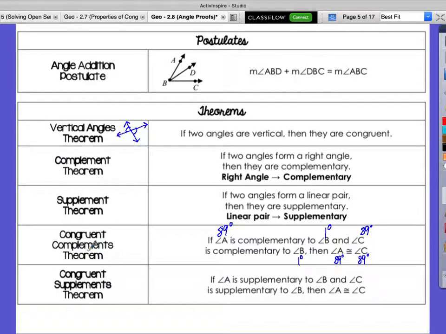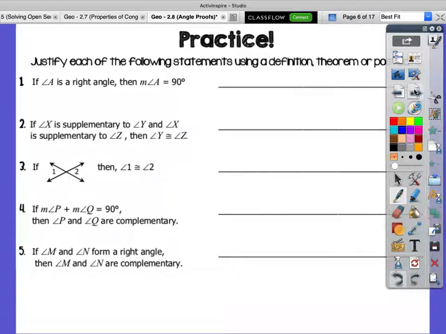Then we have congruent supplements. Same idea. If angle A is supplementary to angle B, and angle C is supplementary to angle B, then angle A is congruent to angle C. The only change here is instead of complementary, they're supplementary. So they're adding up to 180 now. So congruent angles coming from two supplements. Congruent supplements theorem. Once again, we'll go back to these a lot. Okay? Let's go over to the next page, please, and thank you. Okay?